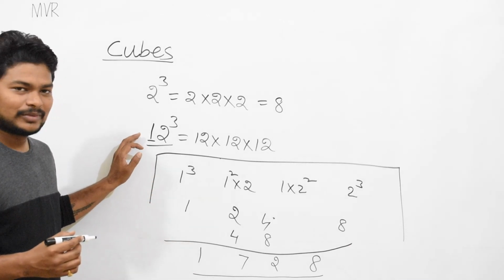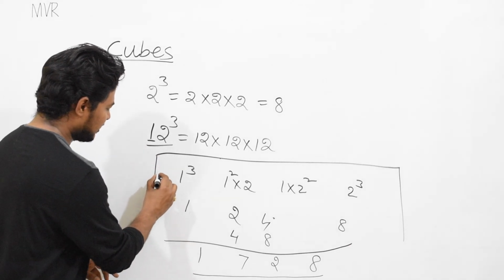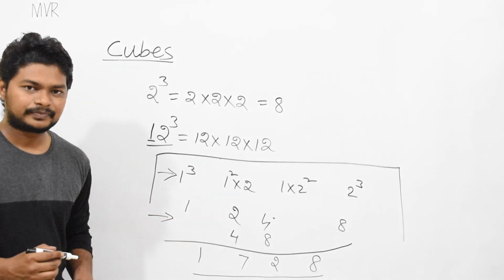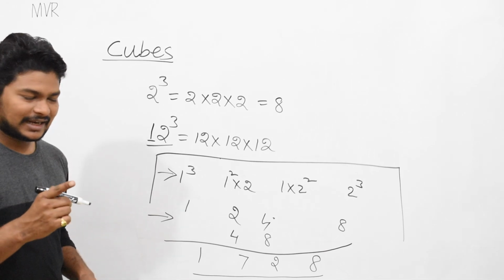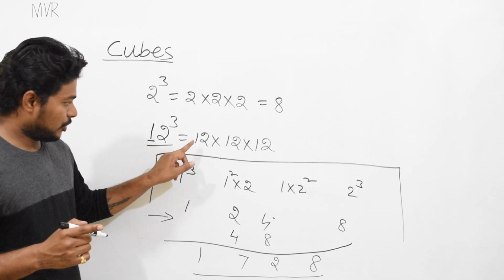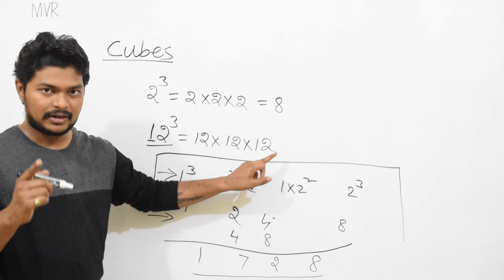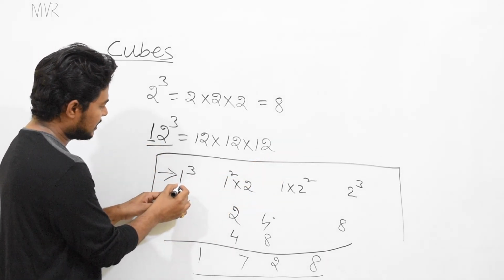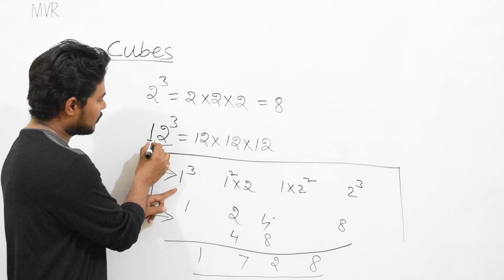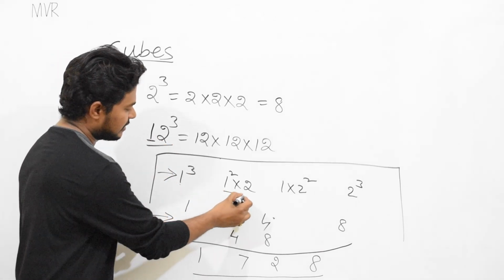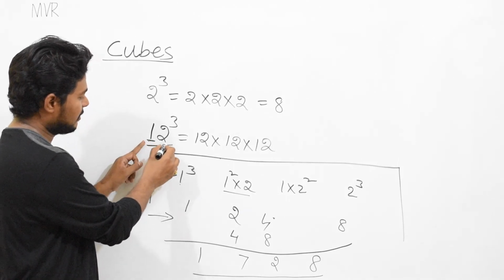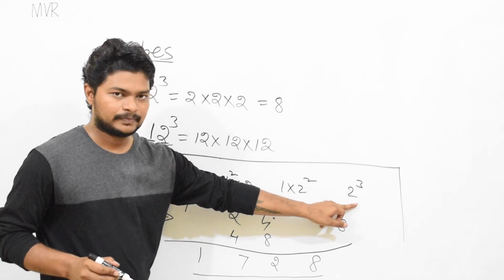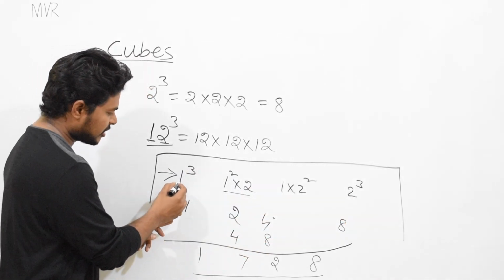Understand? 12 cube within 2 steps. This is the first step. This is the second step. Again I am telling, 12 cube you can solve by 12 into 12 into 12, but here we are solving by shortcut. Take the first digit, cube it. Take the first digit square and multiply with the second digit. Take the first digit and multiply with the second digit square. Take the second digit and cube it. Now you just simplify and write here.